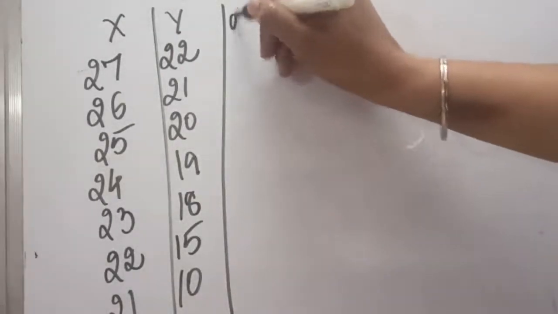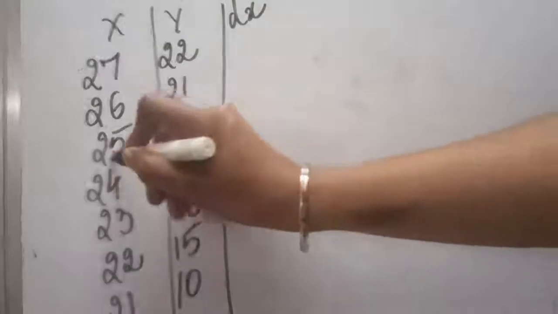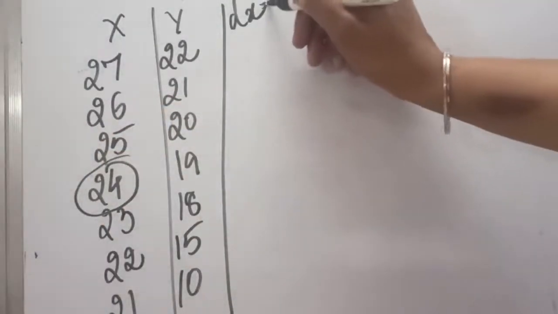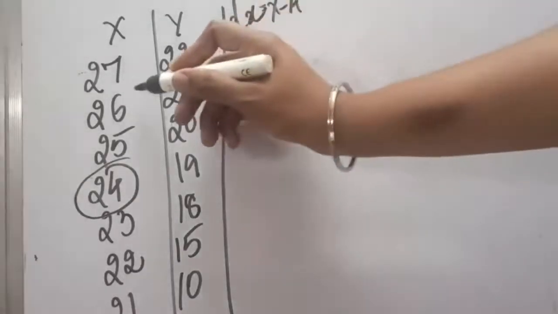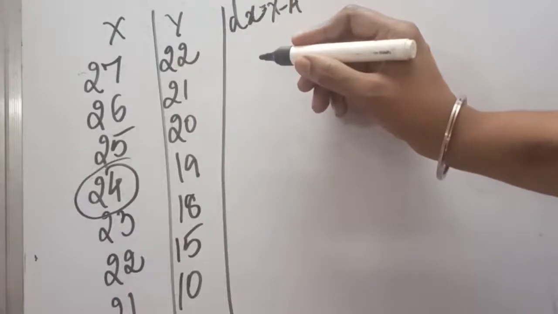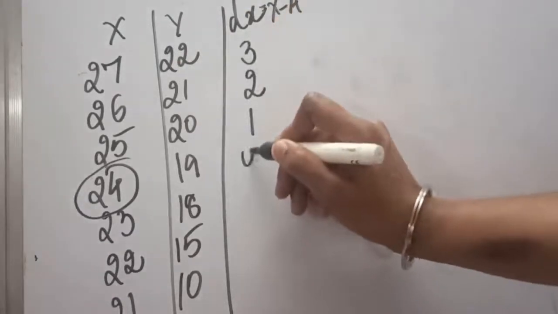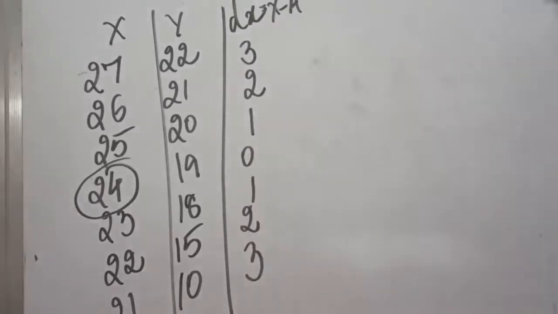So first of all we will have to calculate the deviations dx. For calculating the deviations we will assume a mean. For example, I assumed this is my assumed mean. We all know that dx is equal to x minus a. So 27 minus 24 will be 3, 2, 1, 0, minus 1, minus 2 and minus 3. So we will take the assumed mean.